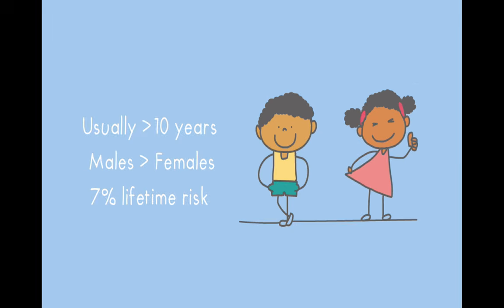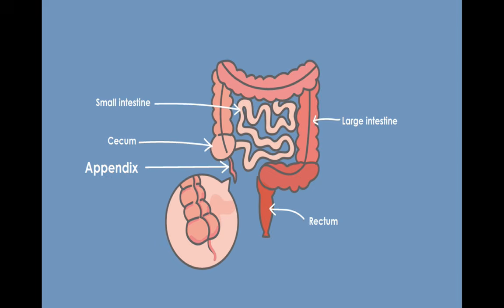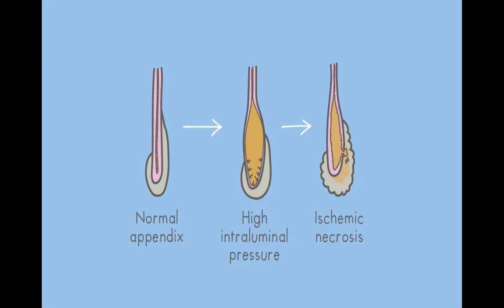It is more common in boys and children over 10 years of age. About 7% of all children will develop appendicitis in their lifetime. The appendix is a blind-ending tubular structure arising from the cecum. When the lumen becomes blocked, bacterial overgrowth can result in appendiceal distension. This distension causes ischemia, ultimately leading to appendicitis.